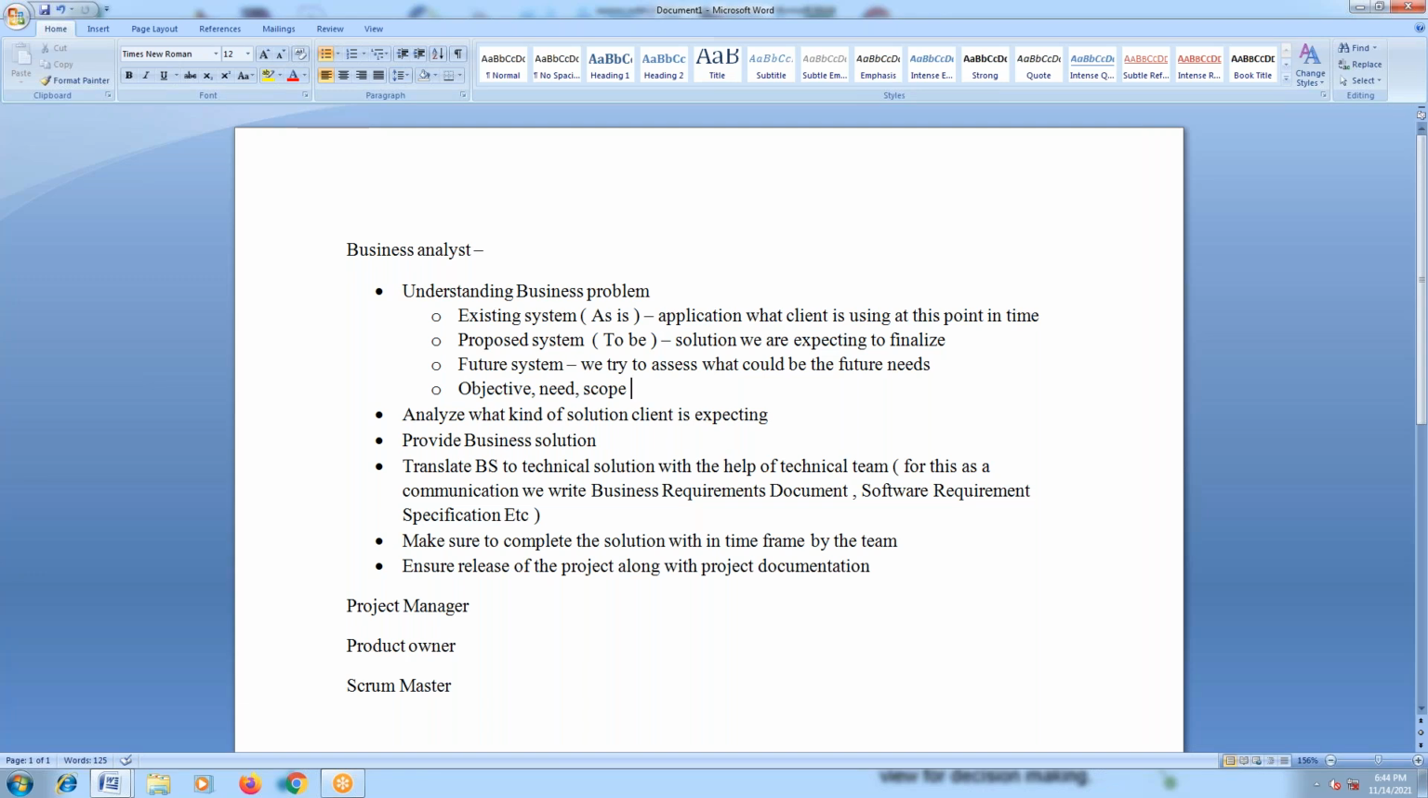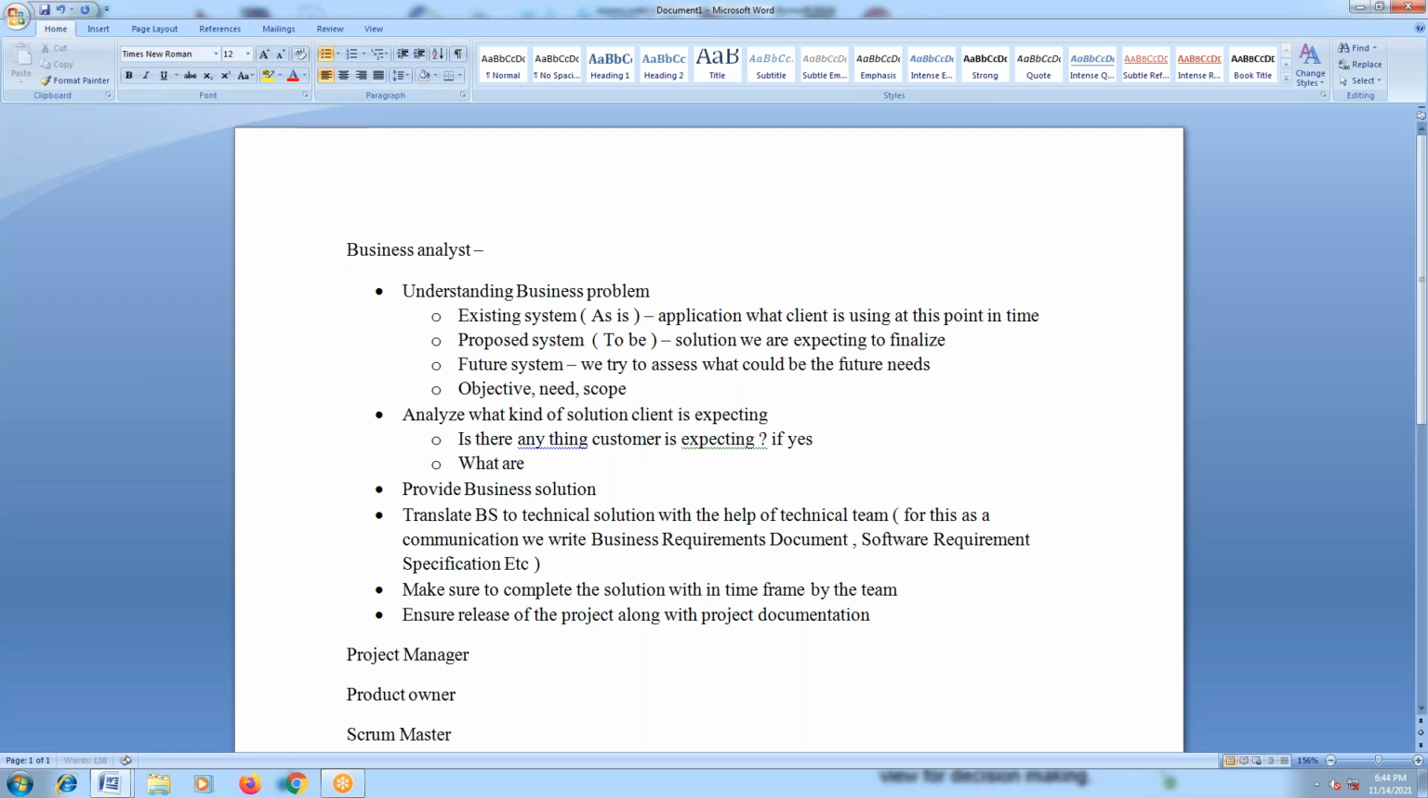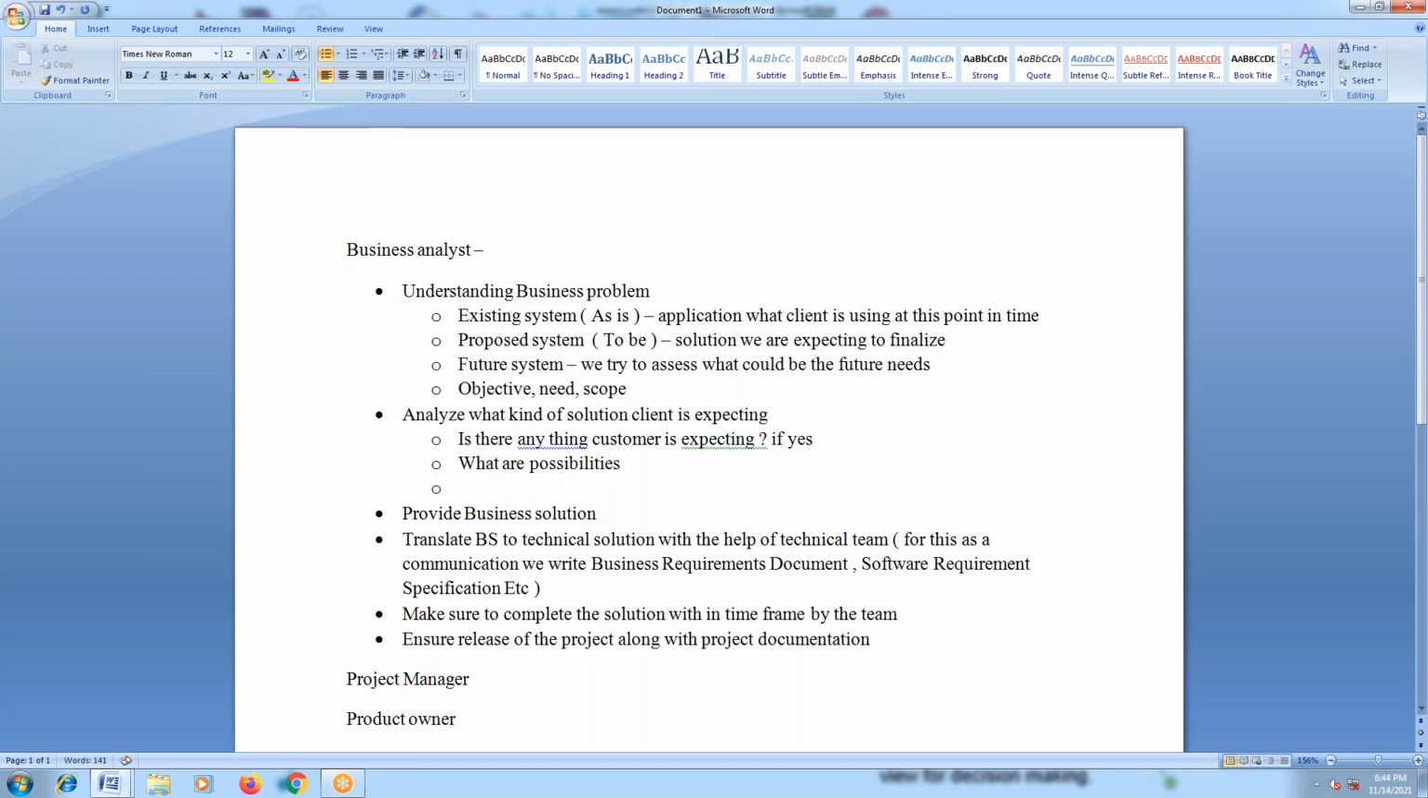Next, second point, analyzing what kind of solution is expected. Here we need to understand a few things. Is there anything the customer or client, whoever they are, is expecting? If yes, what are the possibilities? Next, how to develop. So these questions you need to answer.